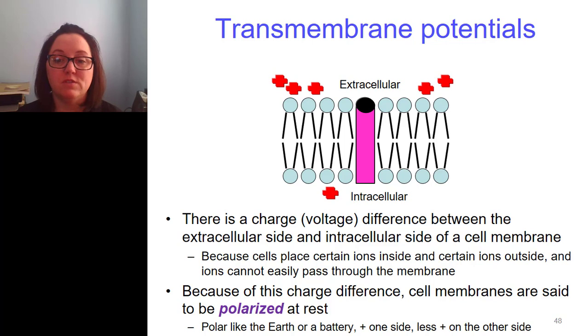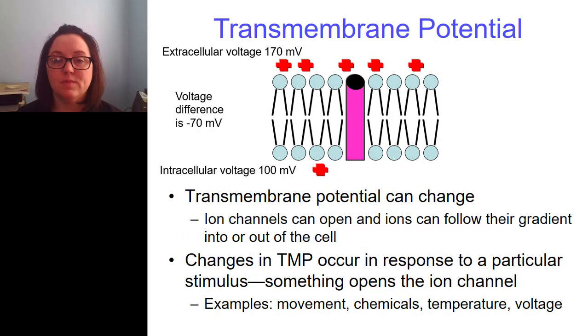Because of this charge difference, cell membranes are said to be polarized at rest. Remember, to be polar means to have a positive end and a negative end, or you can think of it as a positive end and a less positive end, right? So like the earth and like a battery, cell membranes are polar.